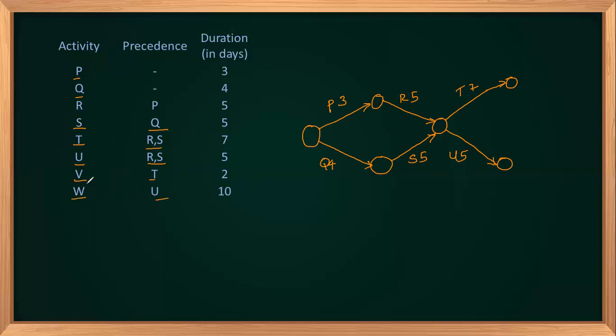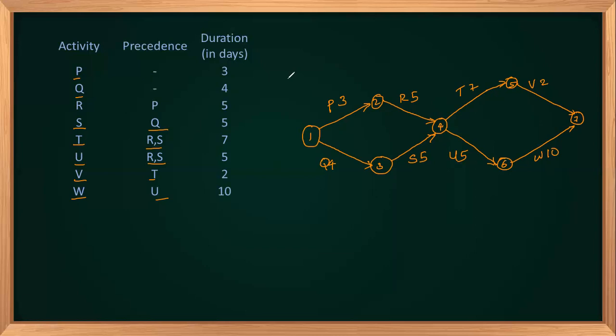Since there is no other activity other than V and W, they will lead to the final node. So there will be the final node, and both will merge into this final node. From T, V is happening with 2 units, and from U, W is happening, having 10 units. So we can number the nodes, and these numbers will represent the events. This way we can construct a network.